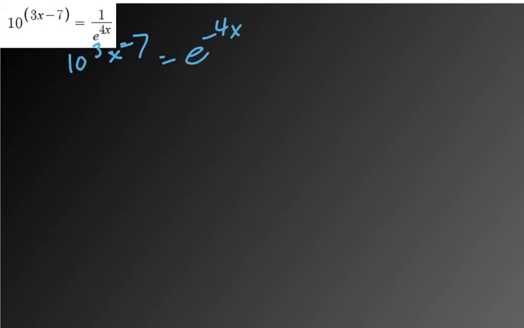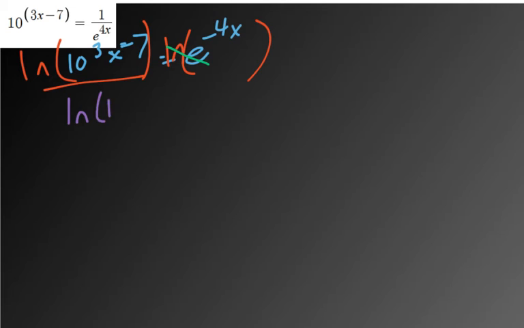So what I'm going to do is I'm just going to take natural log of both sides. And I'm taking that because if I take natural log of this, right, then natural log and e will cancel because they're inverses. But over here, you're not going to be able to cancel much. Let's just copy that down. So you're going to have natural log of 10 to the 3x minus 7. Right? And then over here, you do cancel things. You just get minus 4x.